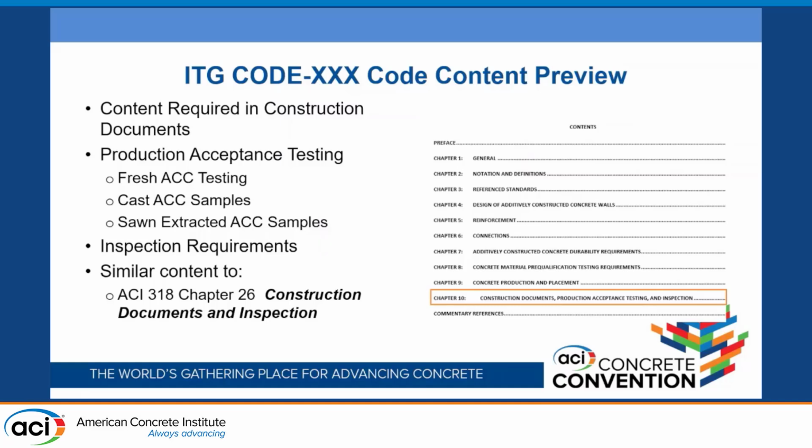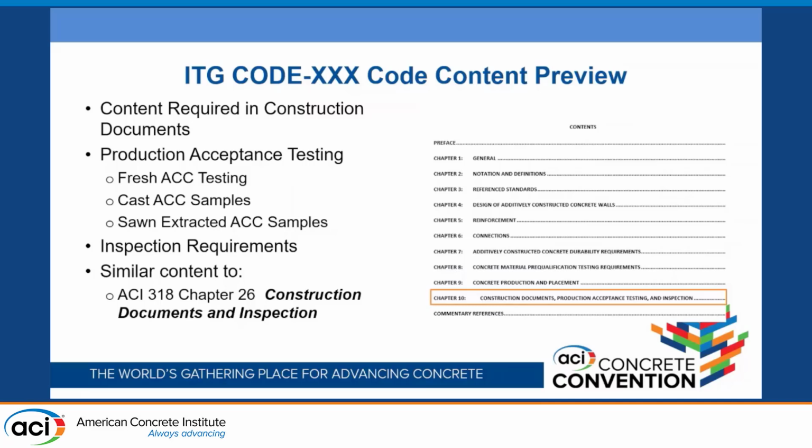And then Chapter 10 are construction documents, production acceptance testing, and inspection. So this is another hot topic for our group, but I think we have found some resolution. What do you take on site? Are you taking cylinders? Are you taking slump? How do you measure your on-site QC with a 3D printed project? It's new territory, and a lot of folks are new to the concrete industry as well who are getting into additive construction. So we've outlined that and set some guidance and examples. We also have a commentary in our code that is pretty extensive to cover some of the unknown scenarios.